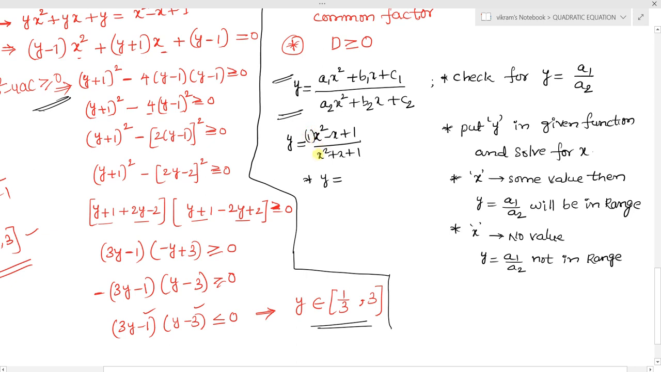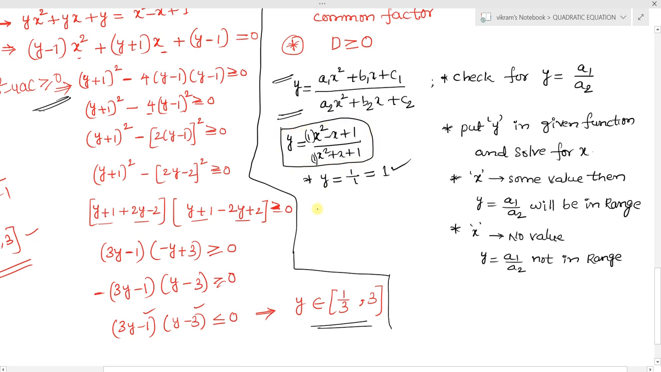The numerator coefficient of x square is 1, and similarly the denominator coefficient of x square is 1. 1 by 1 means 1, so we are getting y equals 1. Now substitute y equals 1 in this function and solve for x.